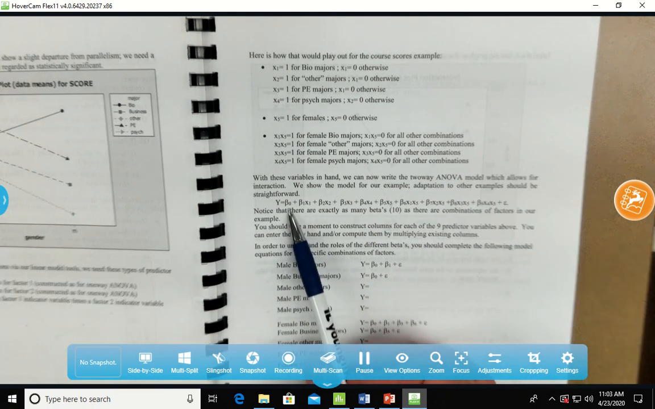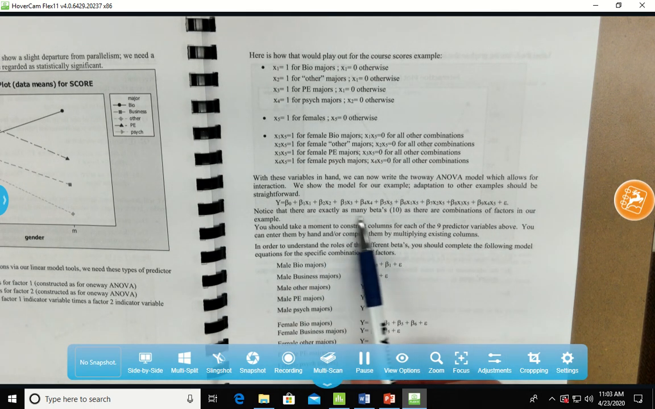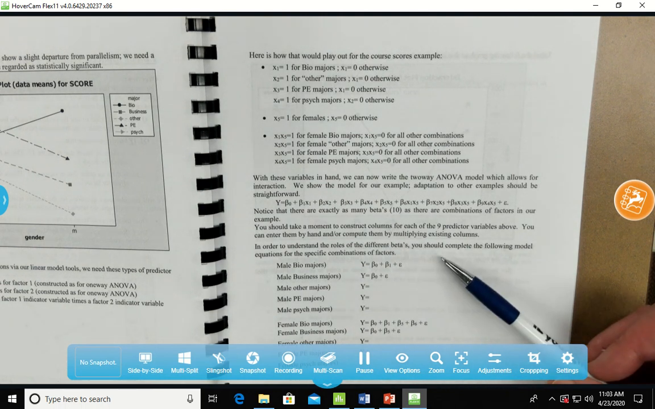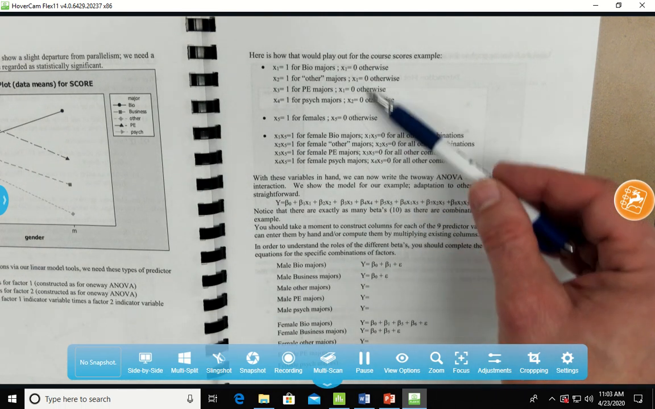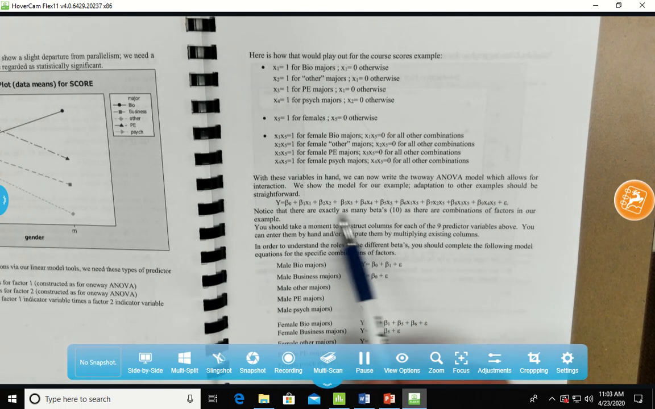So here's our linear regression, the linear model that we're looking at. Notice the interaction terms, and there are 10 betas as there are combinations. We had 5 here and 2 here. 5 times 2 is 10, and we're left with 10 betas. Everyone gets a beta naught.